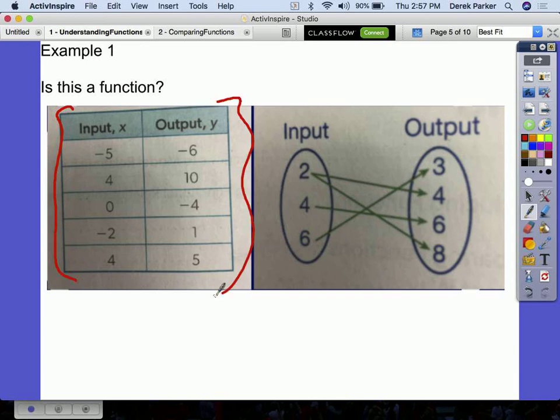In this case, this is not a function because the input 4 has an output of 10 and 5. That is not a function. Over here, is this a function? Because the 2 has a 4 and an 8 as an output, that is also not a function. Each input can only have one output.